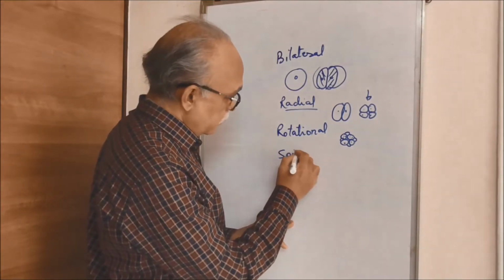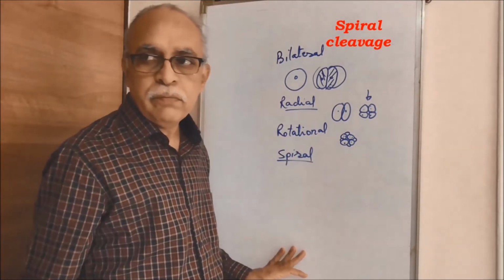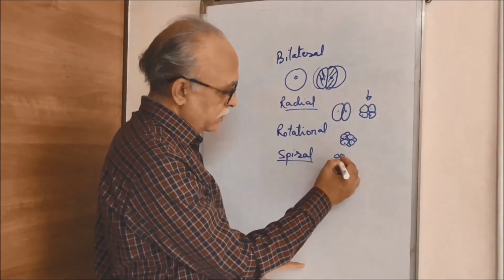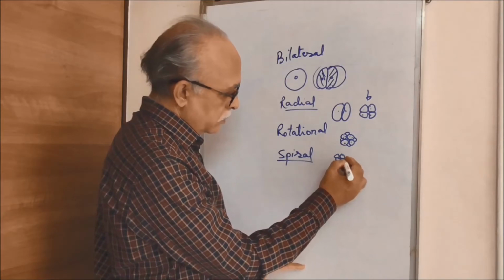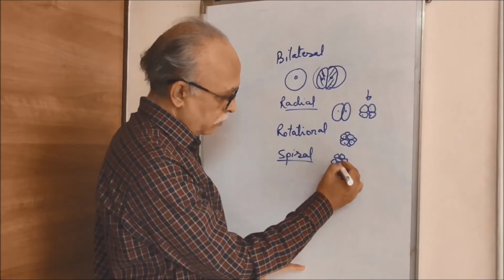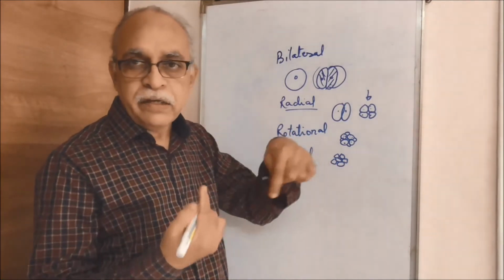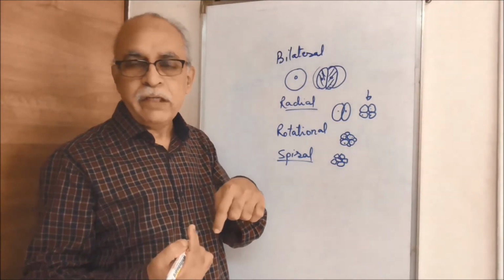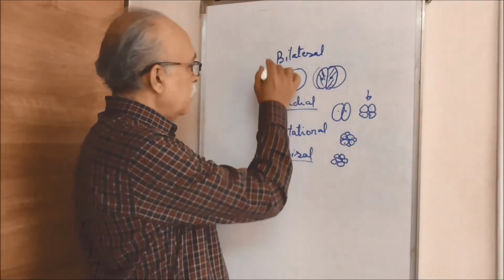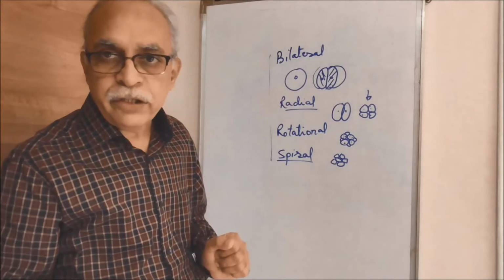Whereas there is something called spiral cleavage. That is, if these are the two daughter cells, the next daughter cells are found in this manner. Next daughter cells will be found here. So they are spirally arranged. That's called spiral cleavage, which is found in annelids or even flatworms. Now that's on the basis of the symmetry they result into.